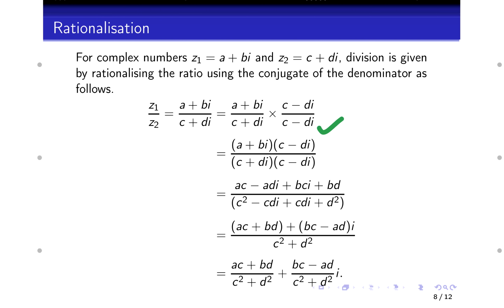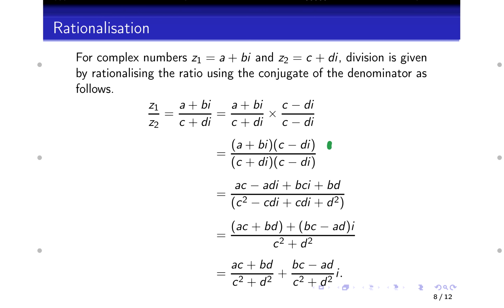So we have a plus bi all over c plus di times this, which is as good as 1, and anything multiplied by 1 has not changed. But then you have achieved your purpose of moving on. So what do we do now? We have a plus bi multiplied by c minus di all over c plus di multiplied by c minus di. We already know that multiplying a complex number by its conjugate will give us a scalar number at the end of the day. All the i's will be gone.